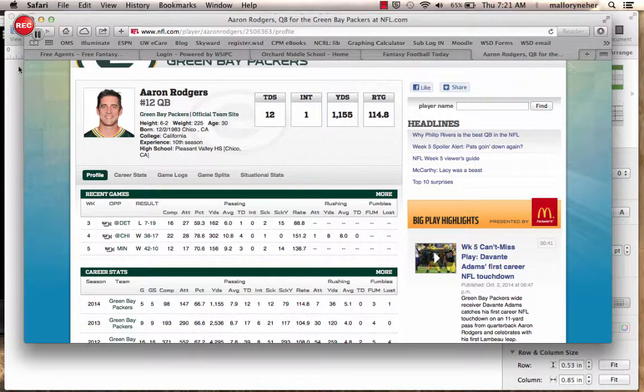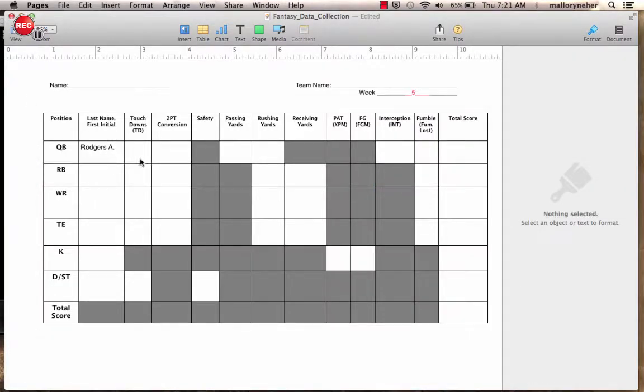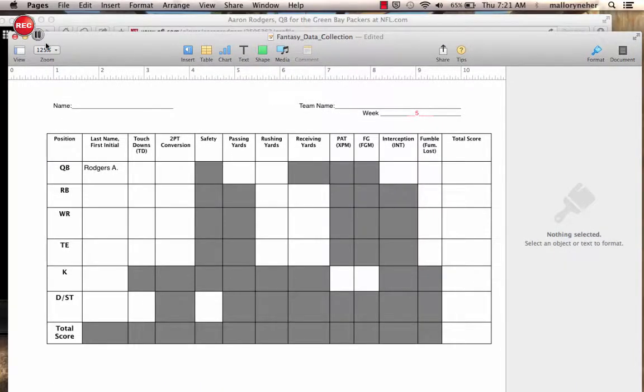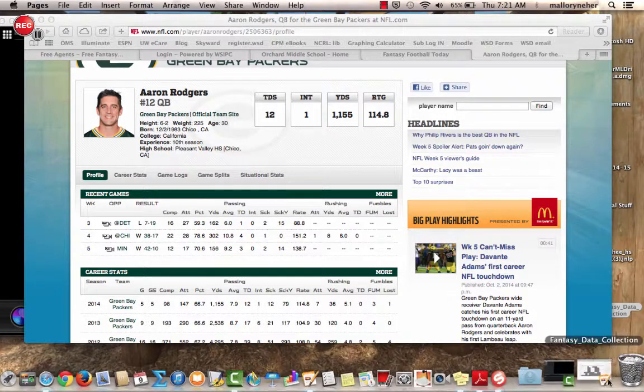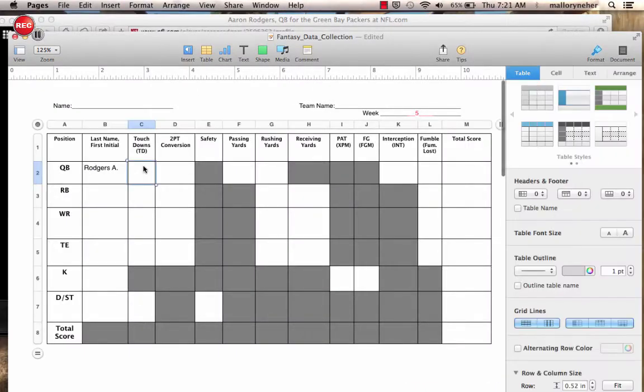So let's go back to that sheet here for a second. We want to figure out how many touchdowns Aaron made. So looking at touchdowns, let's use my cursor here. Passing touchdowns, he had 3. You see the 3 right there? So we're going to go ahead and record that Aaron Rodgers had 3 touchdowns. So let's write that down. 2-point conversions don't happen very often, so we're not going to worry about that unless we end up finding that there was a busy week with a lot of 2-point conversions.